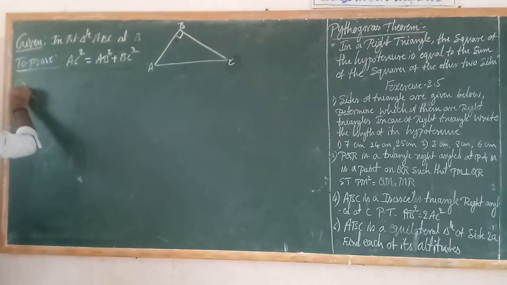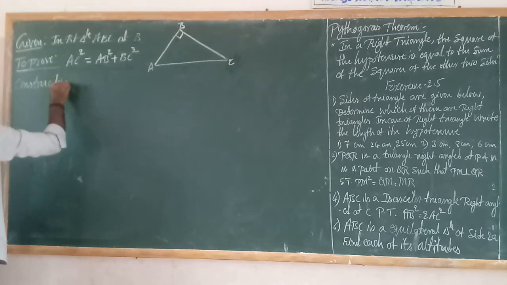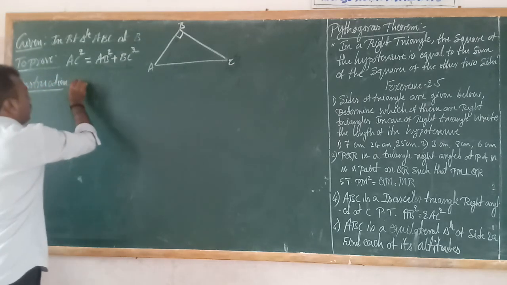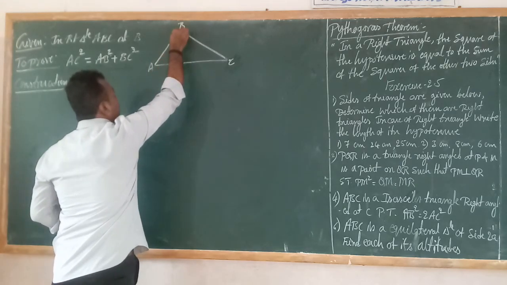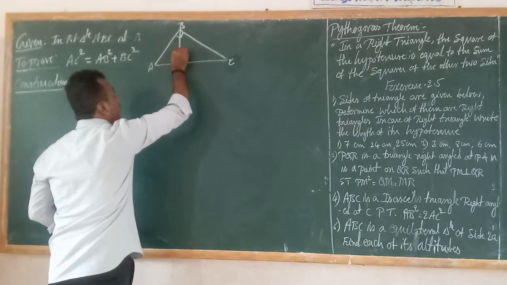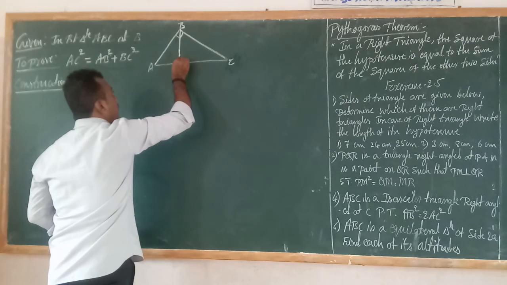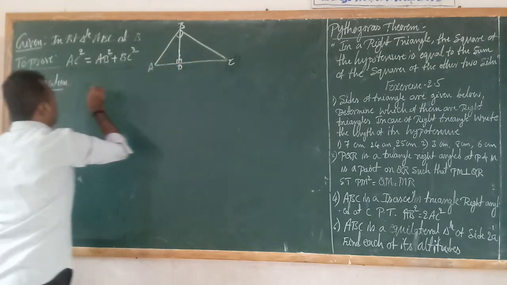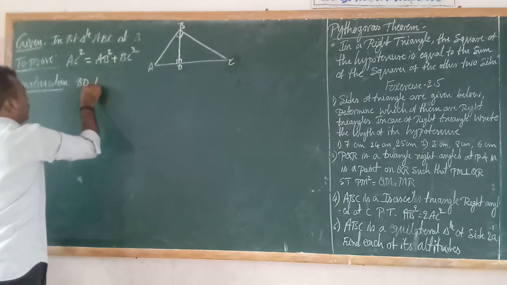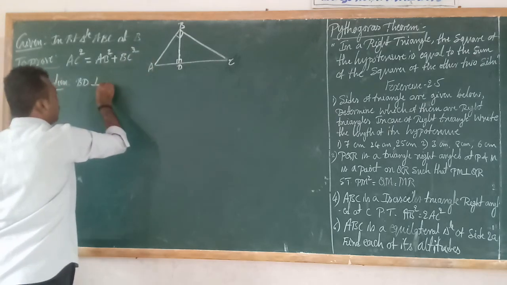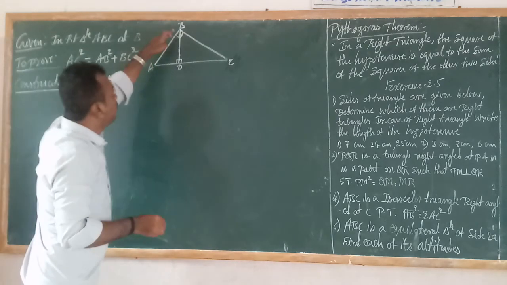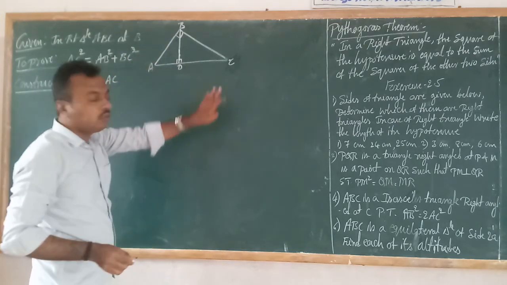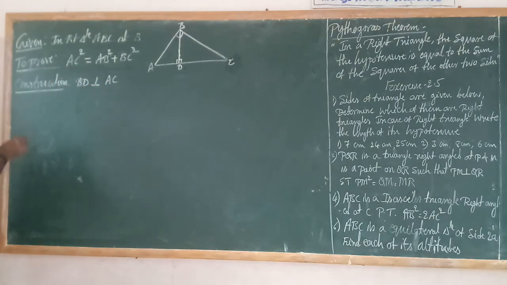So we have to do a small construction. What is the construction? See, draw BD perpendicular to AC. So I will draw the line BD perpendicular to AC. Got it? So now the proof.